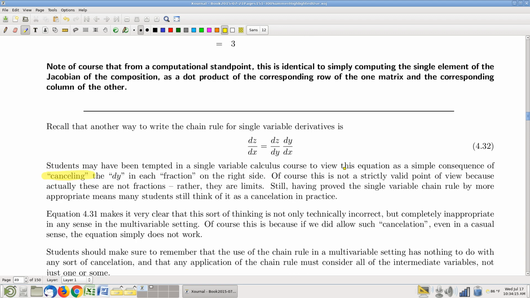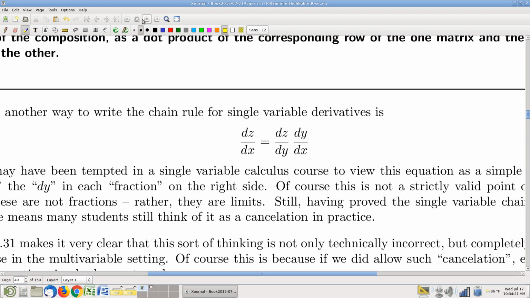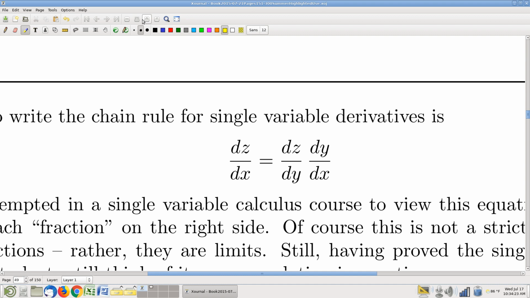Okay. Do beware of one thing. I don't know if y'all have seen this issue before, but there is a temptation for students to look at this Leibniz formula for the chain rule, the single variable chain rule, and just say, oh my gosh, look at that. Oh, they cancel, and therefore it does what it's supposed to. Right?